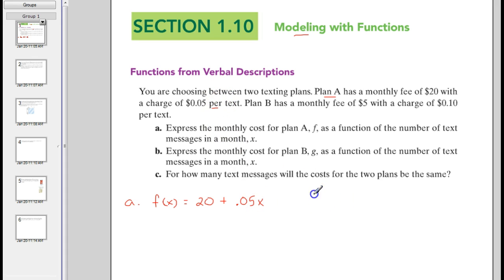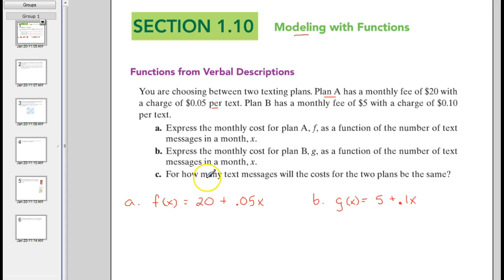Okay, and then B, plan B, they want us to use g of x for cost. And g of x has $5 as the fixed cost, plus we have to pay 10 cents instead of 5 cents for every text. Okay, I could have put 0.10x, but that's the same thing as 0.1x. All right, so there's our two cost functions.